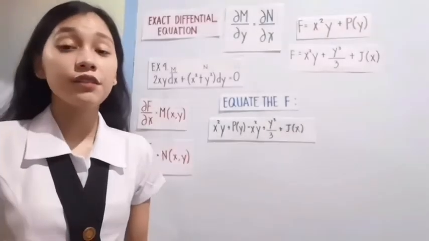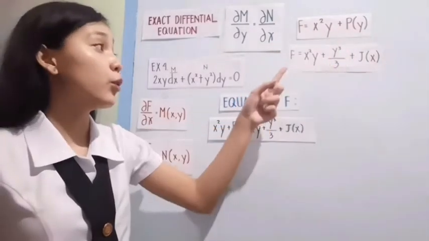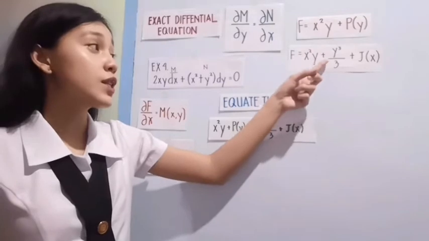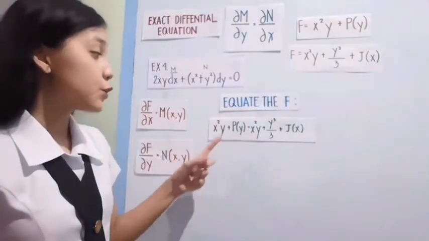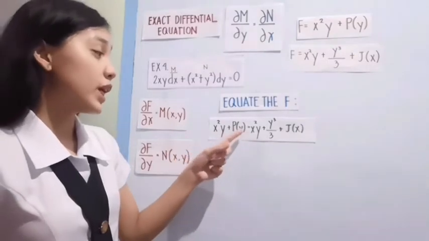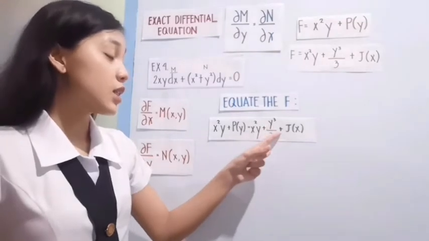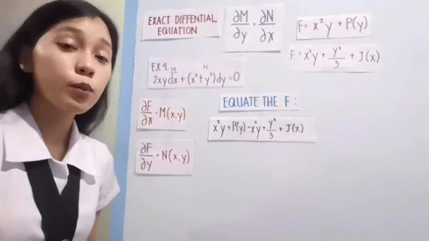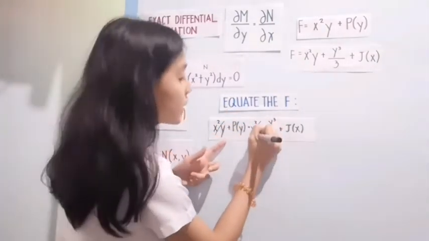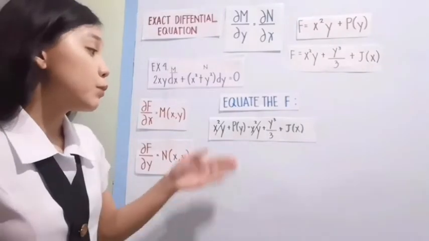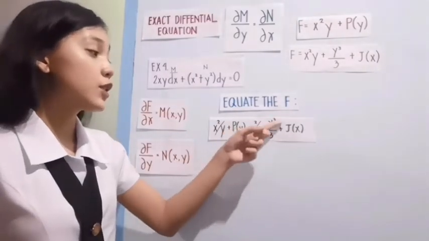So, yung nakuha natin na value ng mga f kanina, na f is equals to x squared y plus py at yung f is equals to x squared y plus y raised to 3 over 3 plus jx ay i-equate na natin. So, magiging x squared y plus py is equals to x squared y plus y raised to 3 over 3 plus jx. So, dito mapapansin natin na yung x squared y ay magkamukha. Ika-cancel na natin sila. So, makikita natin na ang natirang value sa kabilang side ay y raised to 3 over 3.